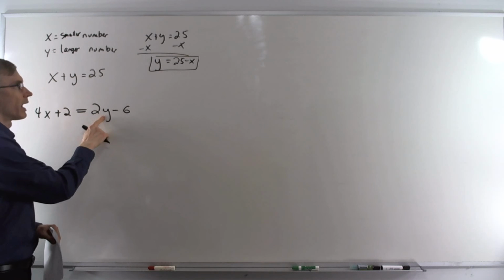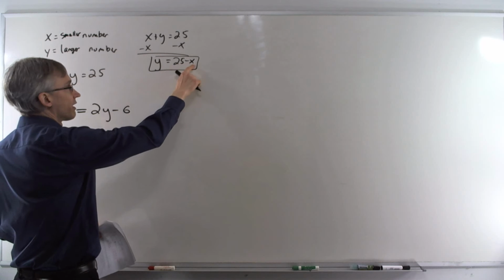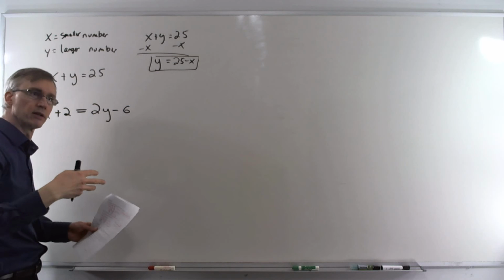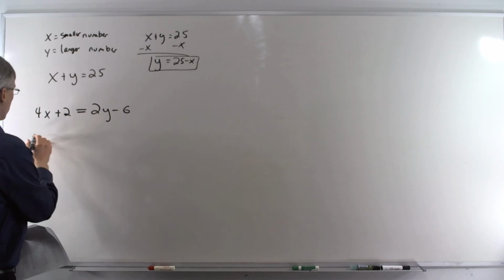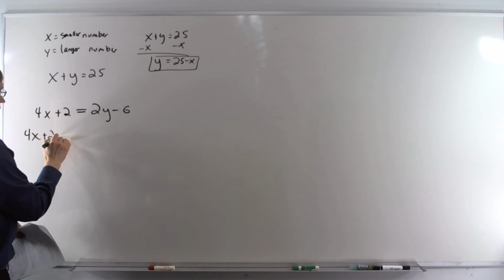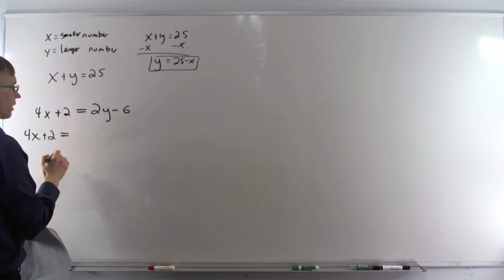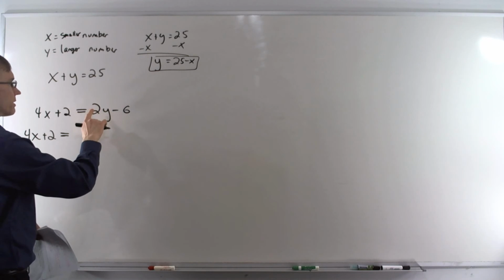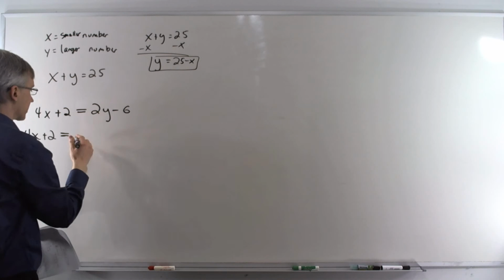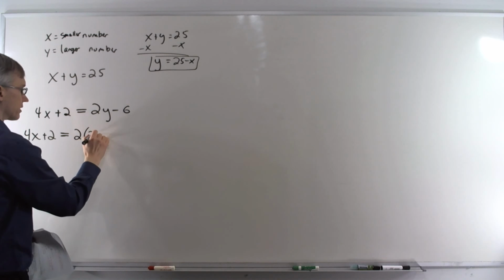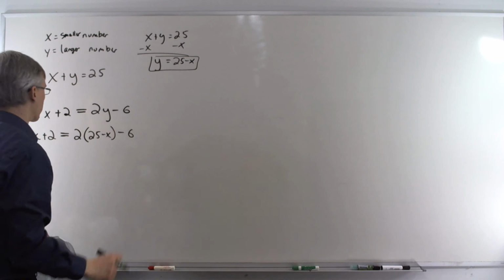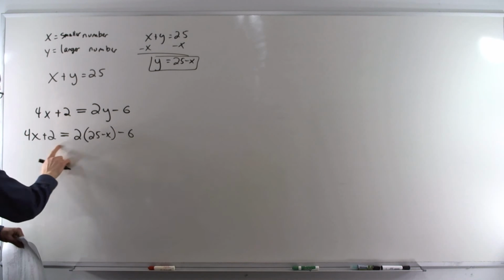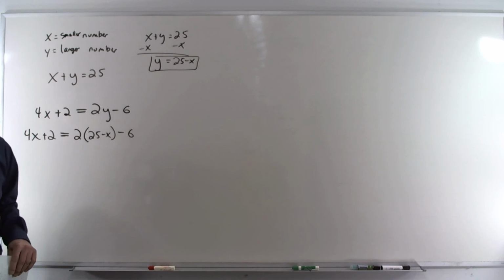So everywhere we see a y, we can replace y with 25 minus x because they're equal to each other. If things are equal to each other, we can substitute. Now when you substitute, put it in parentheses and keep the operations here. We're multiplying 2 times y, so that means we're going to be multiplying 2 times 25 minus x. So that has to go in parentheses. And now here's the equation we can solve, because now there's only one variable. All we see in this equation are x's.